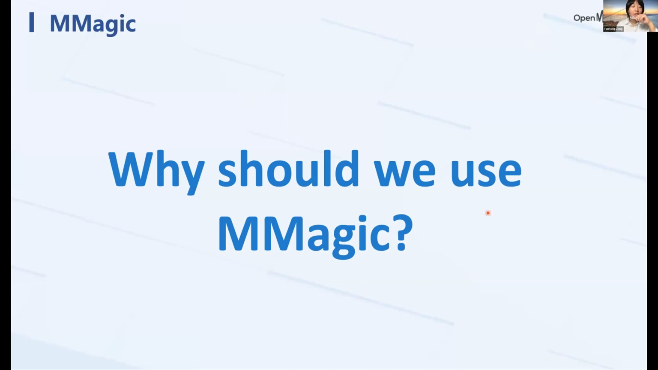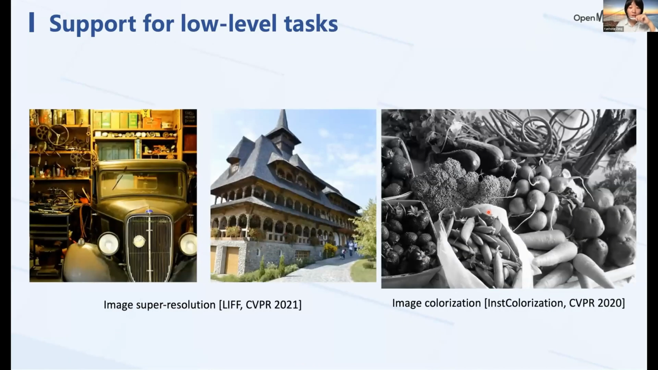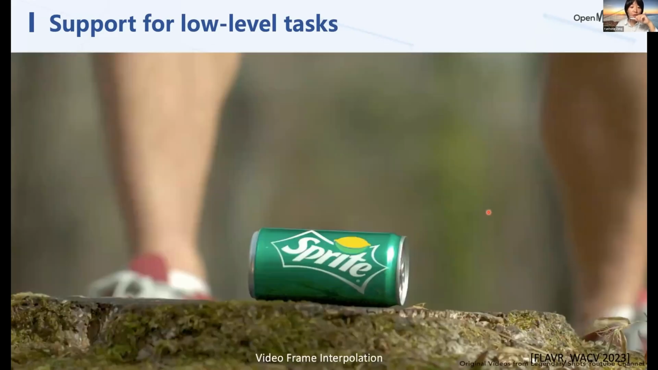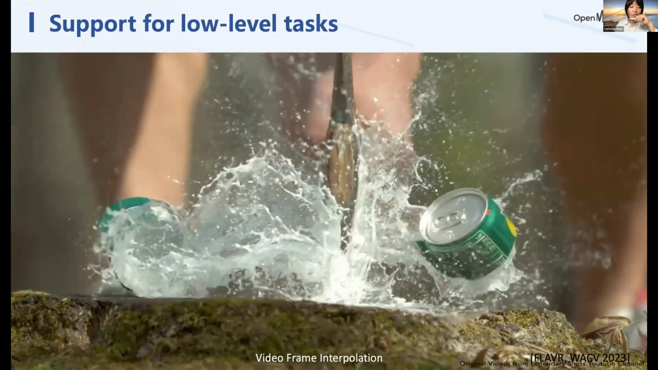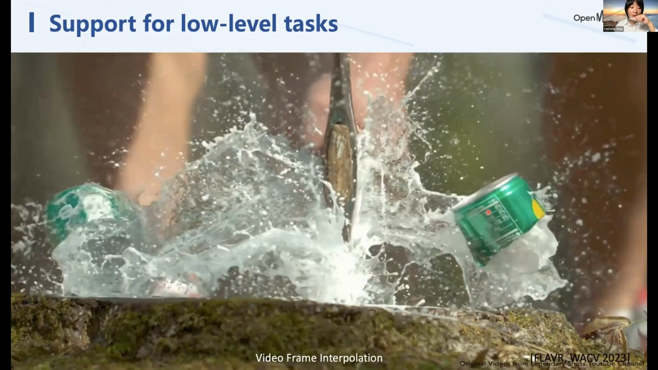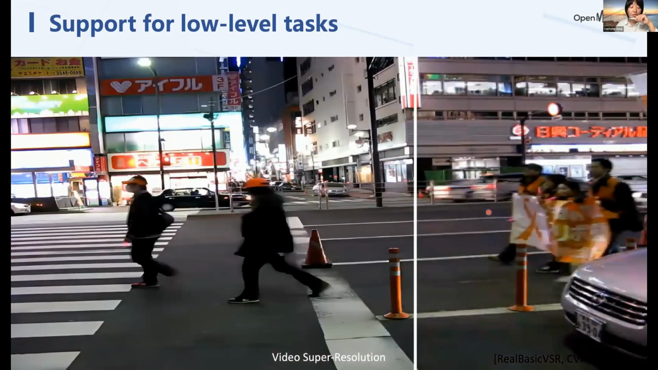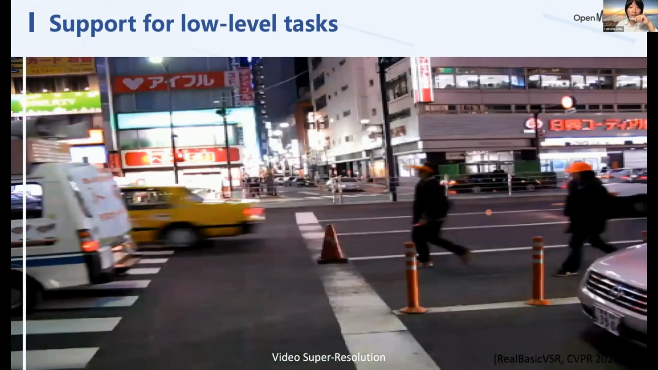Specifically, originated from editing, the library supports many different low-level tasks, including image matting, image deblurring, and image super resolution, also image colorization, and also video enhancement tasks, including video frame interpolation, which can make your video more smooth, and video super resolution, which can convert your video into higher quality. I think these techniques have been widely applied in our daily lives.